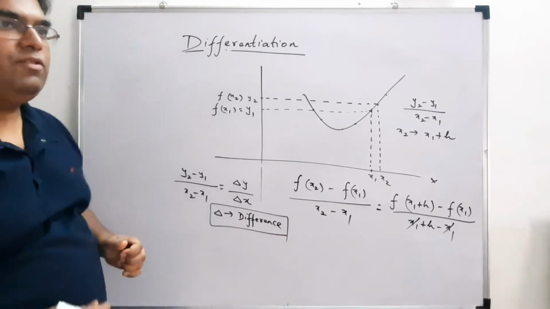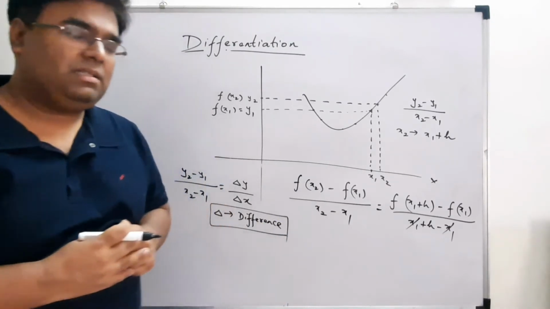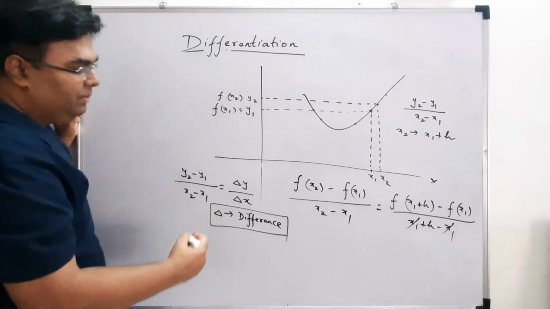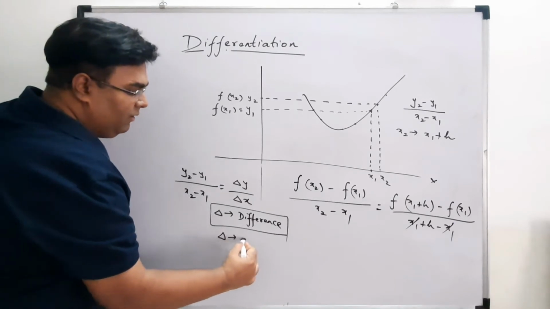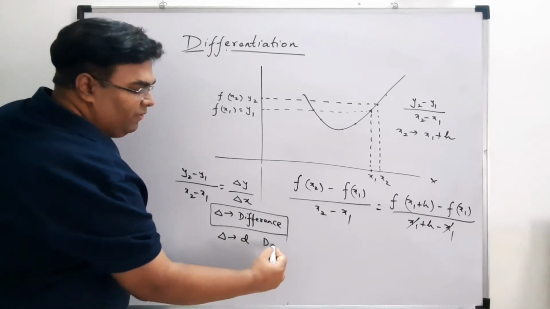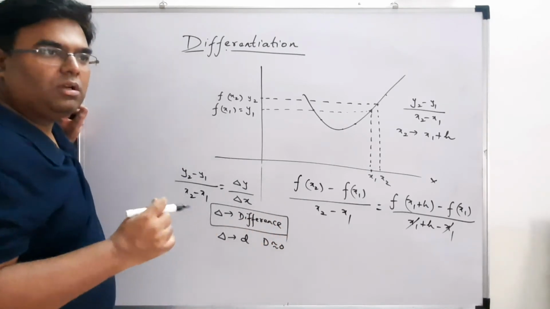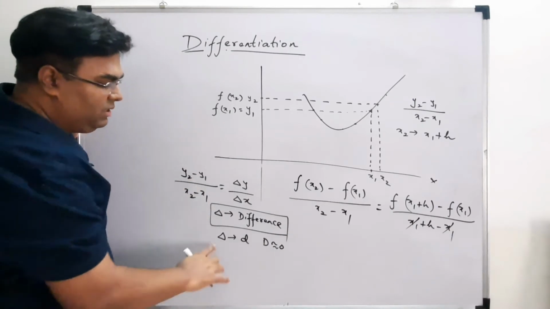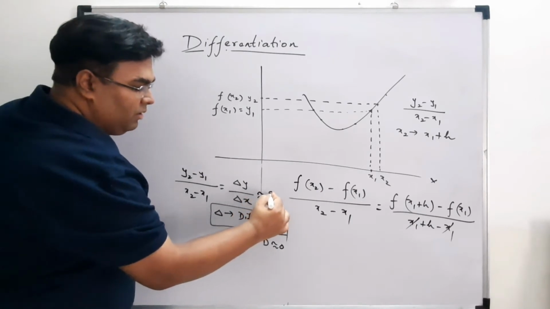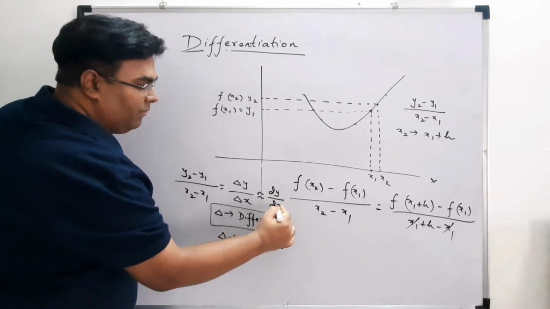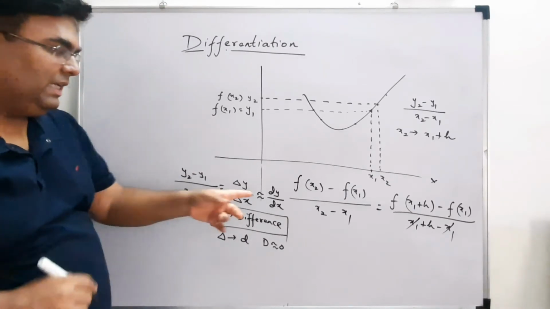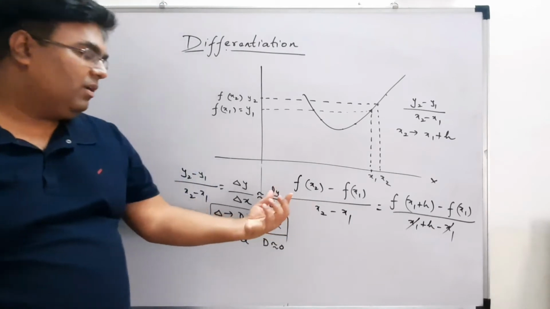Delta is the sign which represents difference, and when this difference is very, very small, almost close to 0, we replace this delta by a small d, and then this becomes dy by dx. Differentiation is popularly seen in this form, dy by dx.